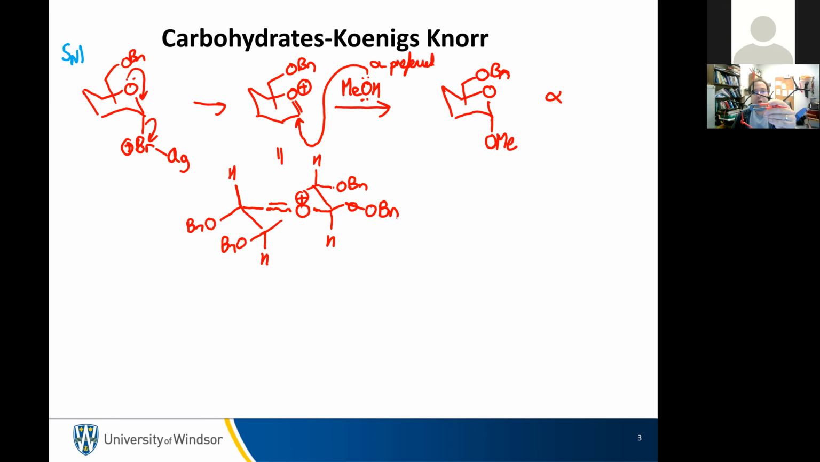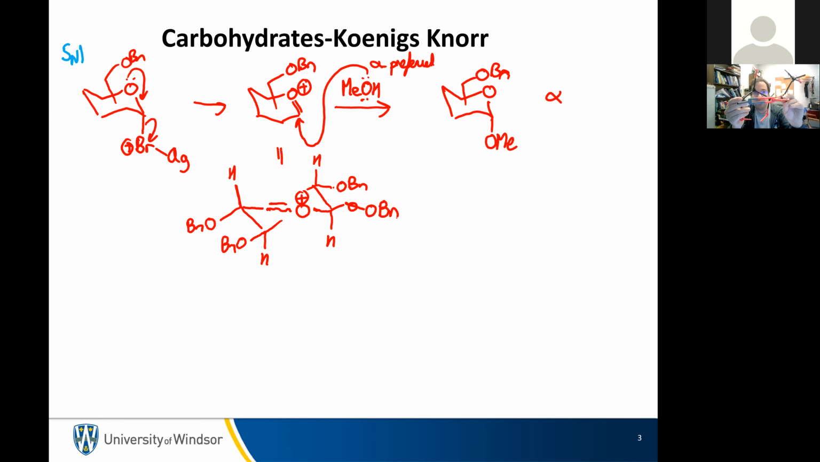Now, what should jump at you immediately is that doesn't look great. Again, this is clearly kind of axial. These two are kind of bumping into each other. This is not the half chair that we want.